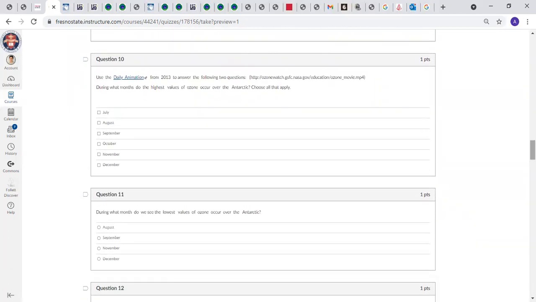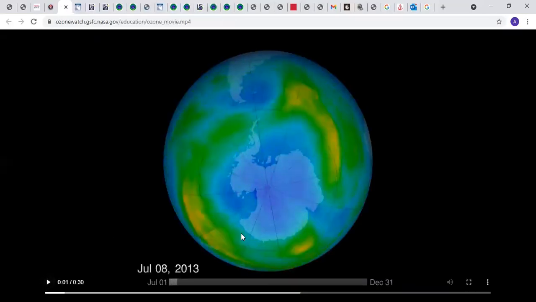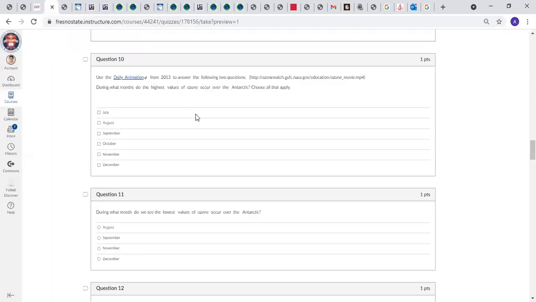Now, next up is your next question. You're going to read the ozone layer during a certain time. You're going to look at this animation, and the colored section, the green color, that's your reading. That's the highest values of ozone, and you're going to look at what months those values are the highest.